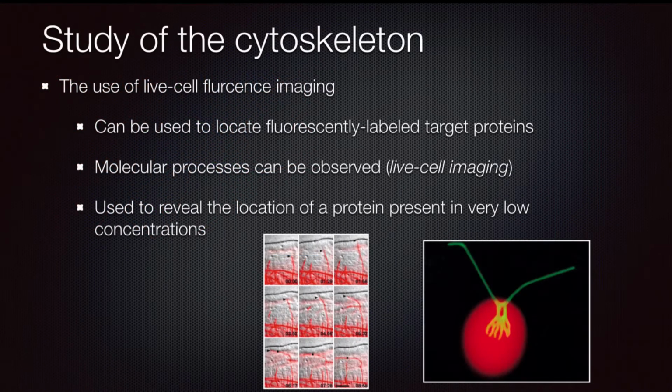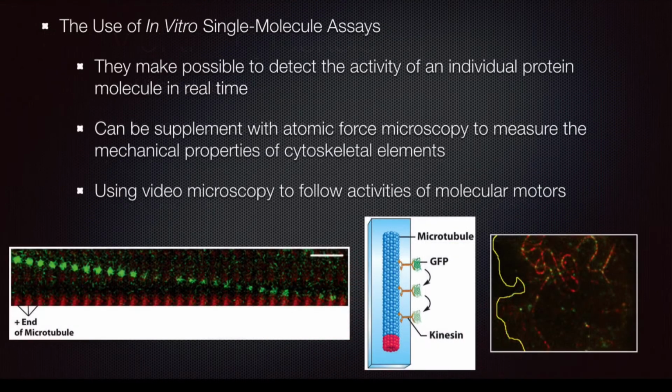Study of the cytoskeleton. Live cell fluorescence imaging can be used to locate fluorescently labeled target proteins. Molecular processes can be observed. Live cell imaging is used to reveal the locations of a protein present in very low concentrations. In vitro single molecule assays make it possible to detect the activity of an individual protein molecule in real time. They can be supplemented with atomic force microscopy to measure the mechanical properties of cytoskeletal elements, using video microscopy to follow activities of molecular motors.